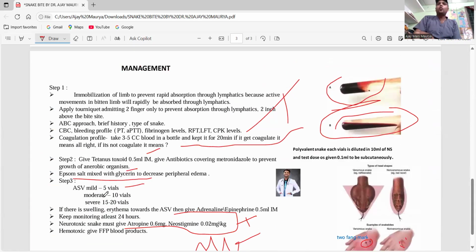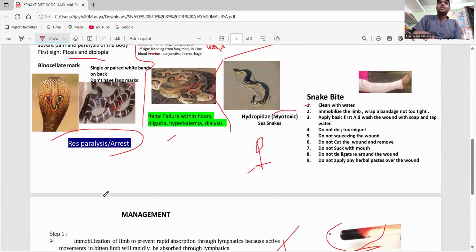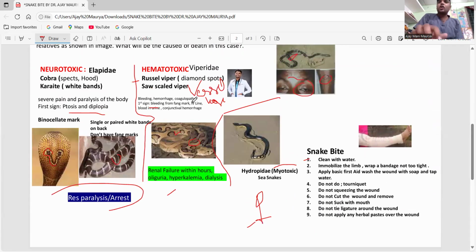Tell me, what are the indications for the vasculotoxic snakes? Is the patient developing bleeding from the fang mark, and bleeding from all over the body? Then you have to give the ASV. In the neurotoxic, the patient may have ptosis, diplopia, respiratory paralysis, and difficulty in breathing also. These are the indications for the ASV.